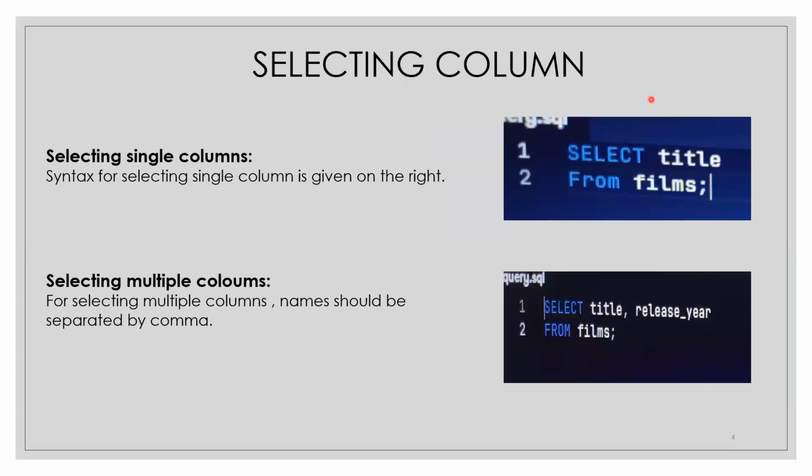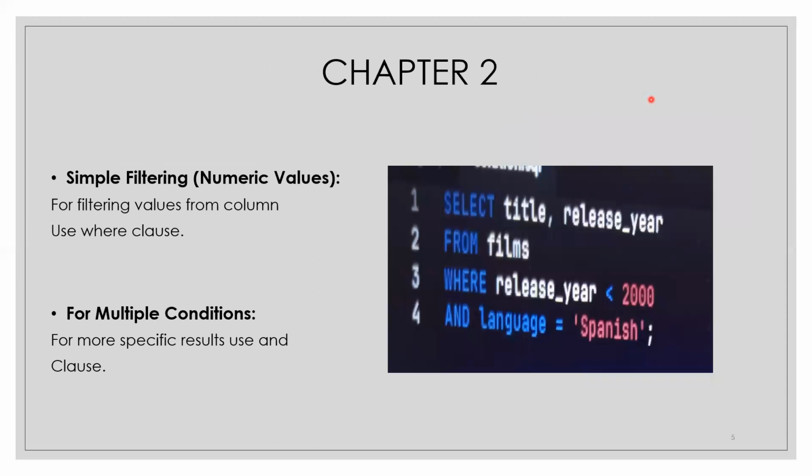So selecting column, we can select a single column from the table using the select statement along with the column name, and then we will use the from statement which specifies the location from which the select statement selects. So we can select multiple columns by using a comma between the two column names, again with the from statement which specifies the location of the selection.